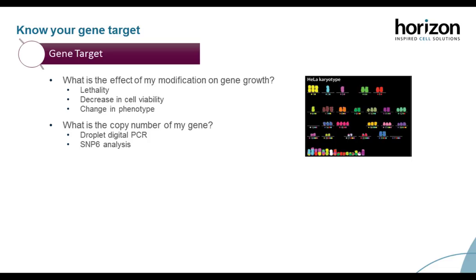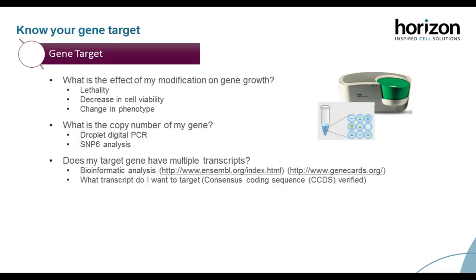So the next thing you want to consider, now that you understand your gene target, that it won't decrease the viability of your cells, and you know what copy number it is, is whether it has multiple transcripts. What we usually do to look at this is some bioinformatic analysis using Ensembl, and this can be really easily found using Ensembl or GeneCards. What you want to be looking for is a transcript that is CCDS verified, so you understand what transcript you want to target. Usually it's the CCDS verified protein coding transcript.